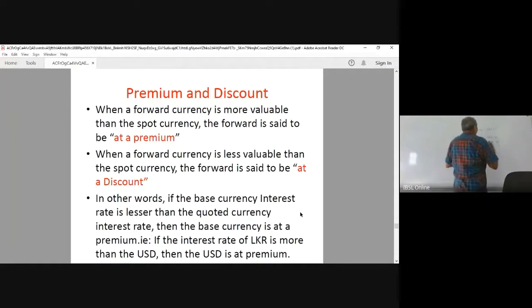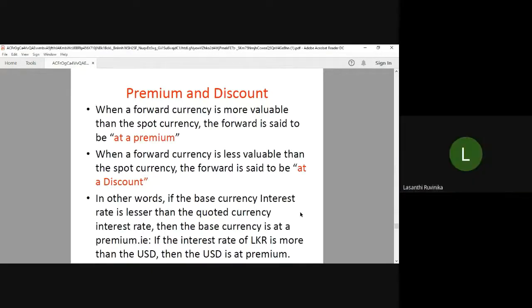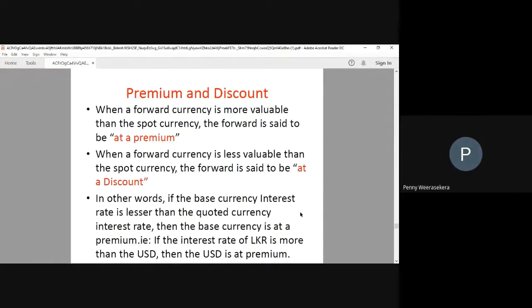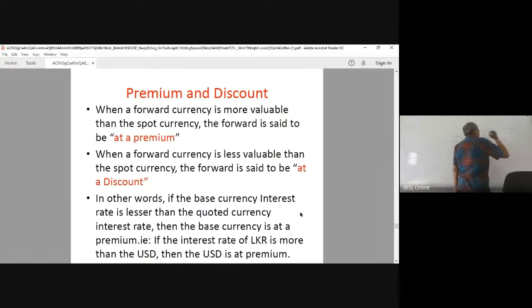Spot buying 183 million US dollar LKR. What is the base currency? USD. US dollars. Base currency is US dollars. Because one US dollar equals to LKR 183. 1 US dollar equals to LKR 183. US dollar is the base rate. Is it clear? Right?